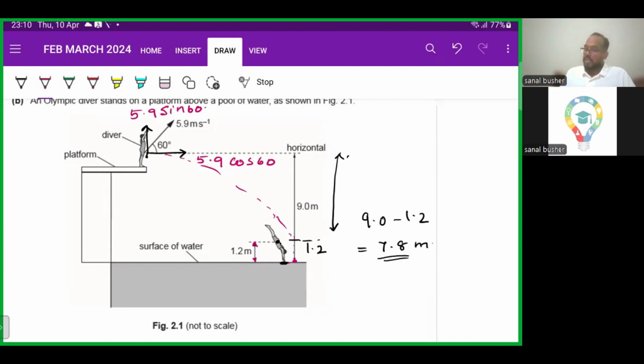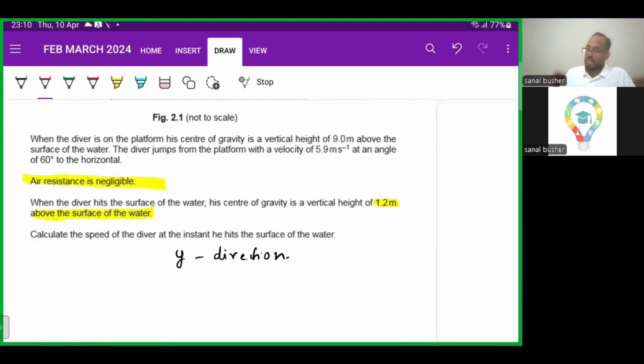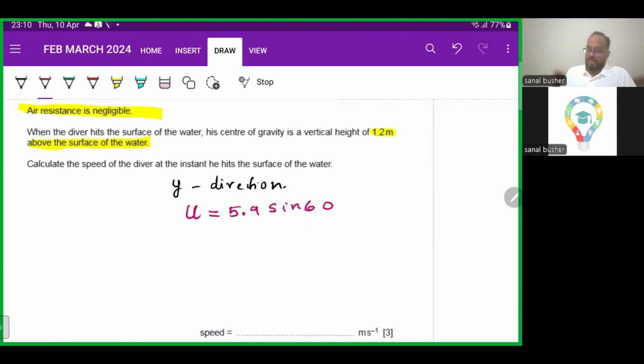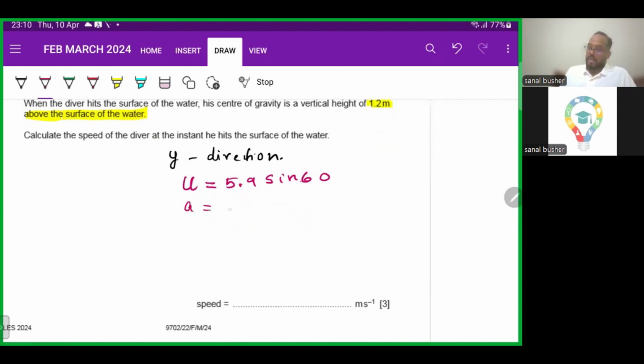So you want the x direction. X direction, what is the initial velocity? So you can write it as x direction initial velocity is equal to 5.9 sine 60, right? So 5.9 sine 60. Then acceleration is 9.81 meter per second square. The displacement is, you need to remember, 9 minus 1.2 you need to take. It will be 7.8 meters.